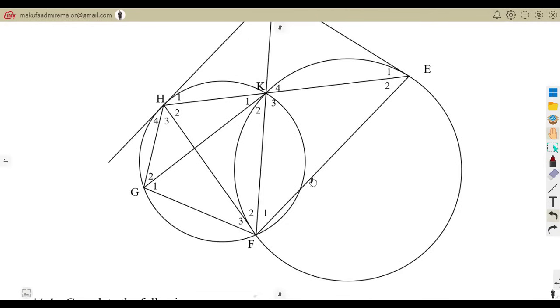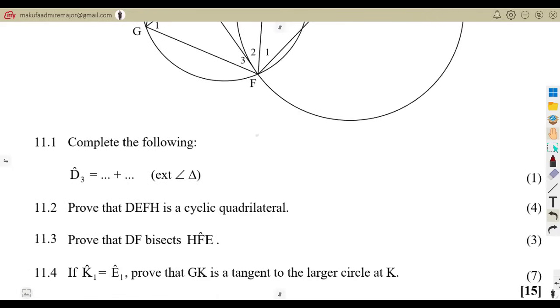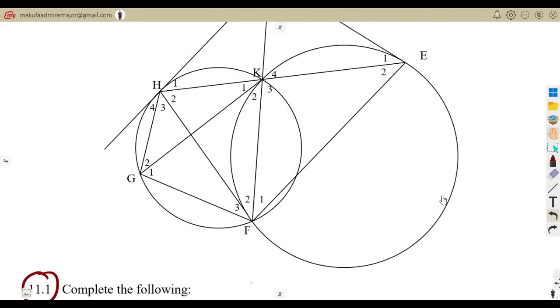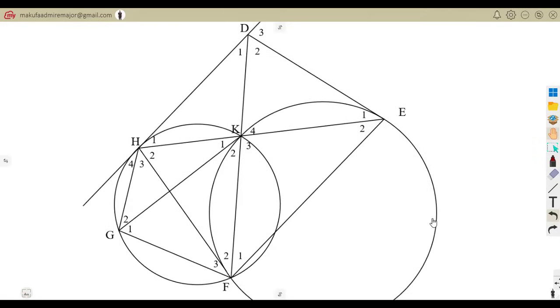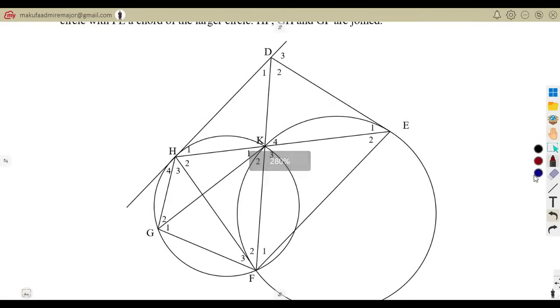Study your diagram. After studying your diagram, the question was, complete the following. Angle D3 is equal to what? And the reason is supposed to be exterior angle of a triangle. So you just have to focus where D3 is. Where is our angle D3? And consider the triangle that is being affected. This is where D3 is.